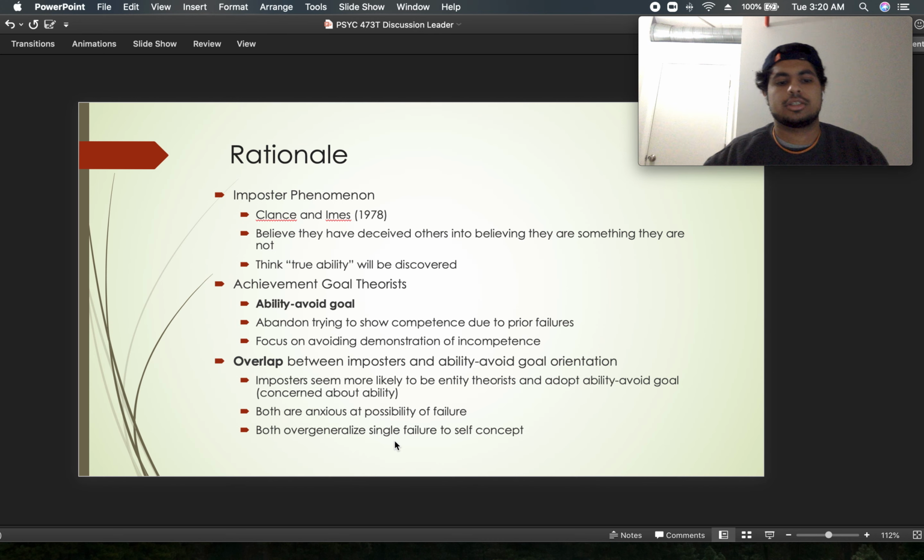Prior research has shown overlap between imposters and ability avoid goal orientation. Imposters seem more likely to be entity theorists, which makes sense, and adopt ability avoid goals because they're concerned about their own ability. Both are anxious at the possibility of failure, and both overgeneralize single failure to their global self concept, which I talked about previously for imposters.